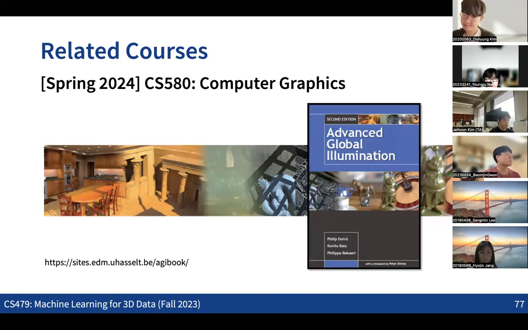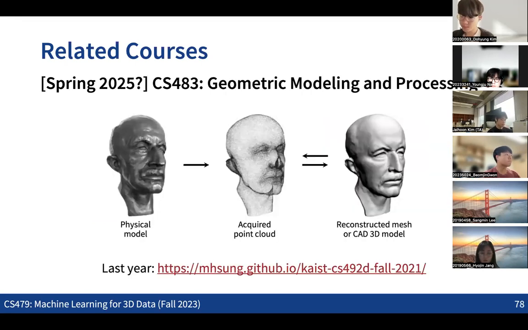Also, regarding other courses, we also discuss lots of rendering techniques, especially neural rendering. If you are interested in a more advanced rendering pipeline, I'm going to teach a graduate level computer graphics course next spring semester. This course might be good for you if you are interested in advanced rendering equations, and also more details about geometric processing, such as conversion into other data representations, and more classical ways to handle geometric data.